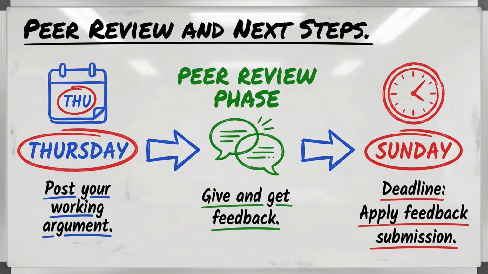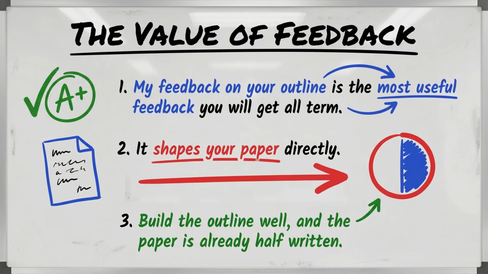And speaking of feedback, let's talk about why it's so incredibly valuable. My feedback on your outline is truly the most useful guidance you'll receive all term. Think of it as a direct consultation on your research proposal. It directly shapes your paper, helping you strengthen your arguments and clarify your points, perhaps even suggesting alternative staining techniques or troubleshooting approaches. If you build this outline well, incorporating all the feedback, you'll find that your paper is already half written. Do a great job on this and you'll definitely feel the difference next week when you start drafting.